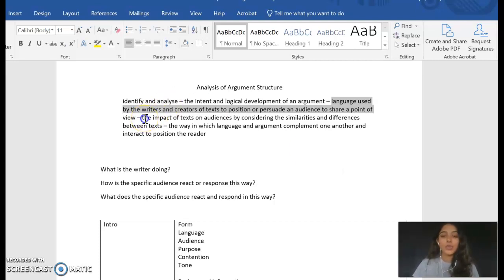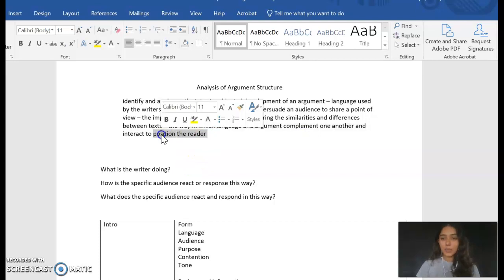And then you are also writing down the impact of texts on audience. Again, how is it making the audience feel? By considering the similarities and differences. So that's why we're looking at three texts, because we're pretty much considering the similarities and differences. The way in which language and argument complement one another and position the reader.